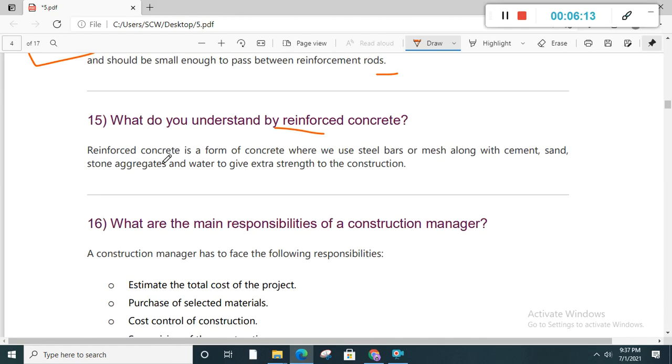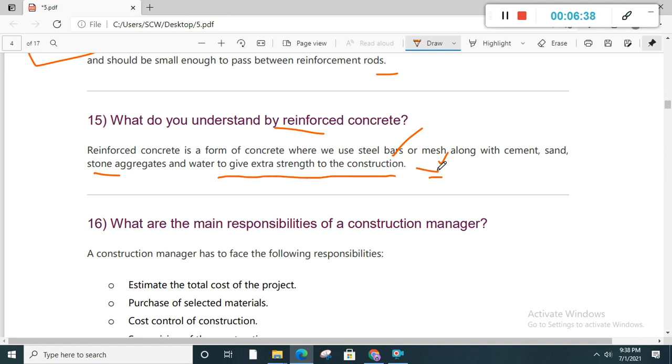Okay. So what do you understand by reinforcement concrete? Reinforcement concrete is a form of concrete where we use steel bars. So whether we use steel bars or mesh along with the cement and stone, if we use reinforcement bars or steel bars as an extra parameter with cement and stone, then we can say it is a reinforcement concrete. It will basically give extra strength to the construction.